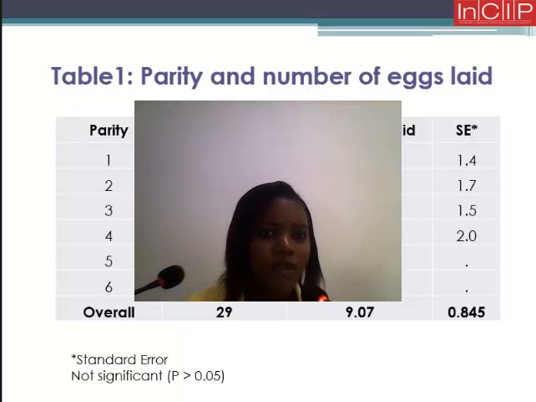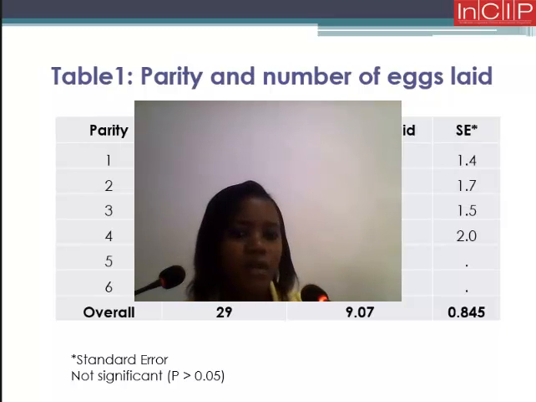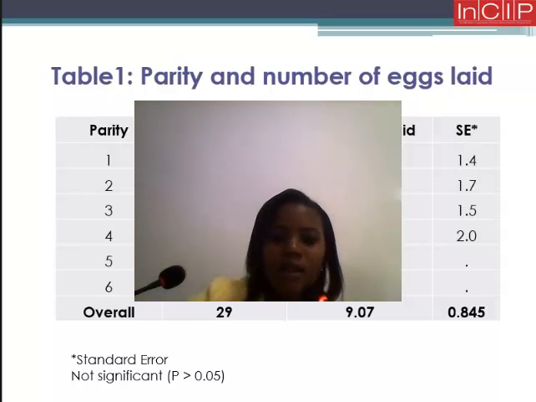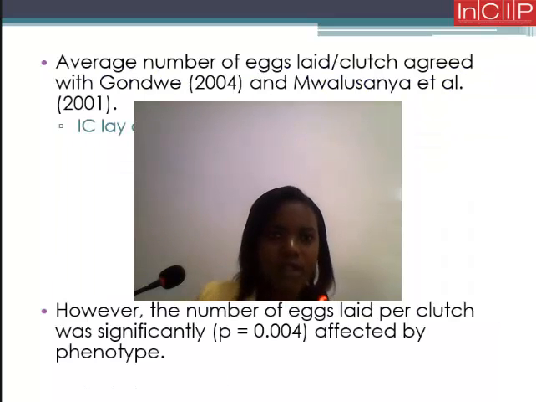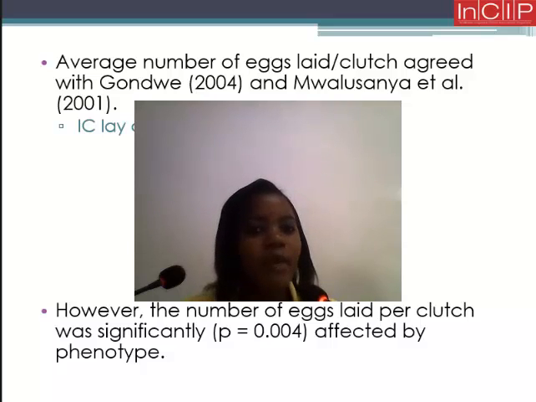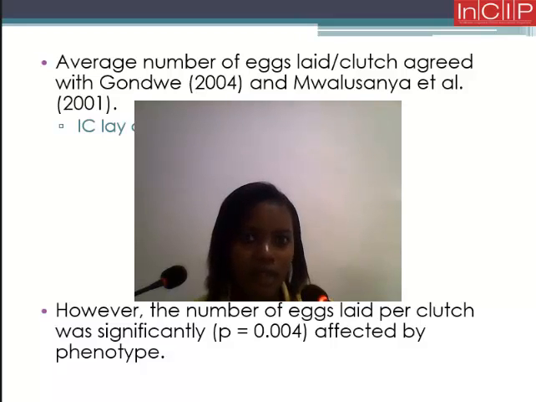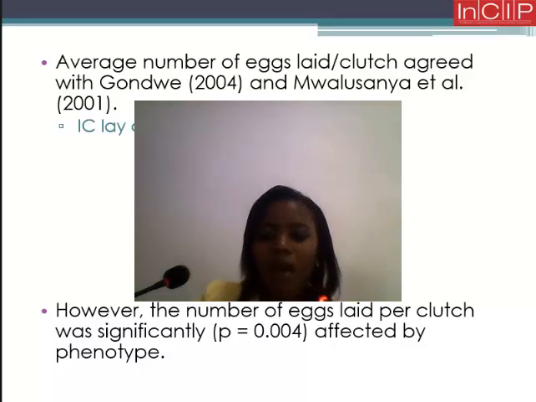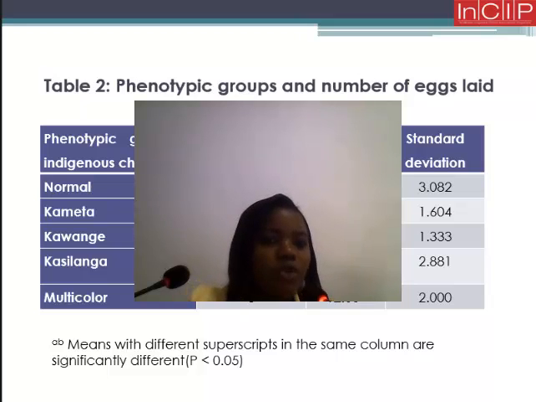So it was observed that parity had no significant effect on the number of eggs laid. As you can see from the table, the summary shows that the mean number of eggs laid was 9. So this is in line with what Dr. Gondwe and Malusanya reported, that indigenous chickens lay about 6 to 28 eggs per hen per clutch. However, the number of eggs laid per clutch was significantly affected by the phenotype. So that table shows the relationship between phenotype and the number of eggs laid.